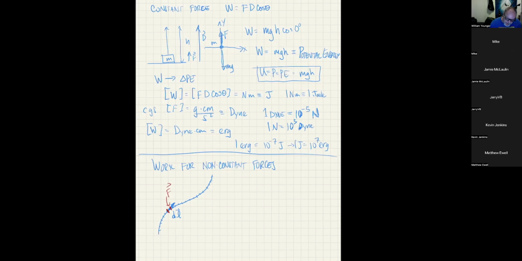Well, I have to do that for possibly an infinity of little points. So it turns out that this work is going to be equal to the integral of F dot DL. And this is actually very special. This is not just an integral, and that's not just a multiplication symbol in there. That is your actual dot product from trigonometry, and I'm going to review that in a second. And this is what's called a line integral.